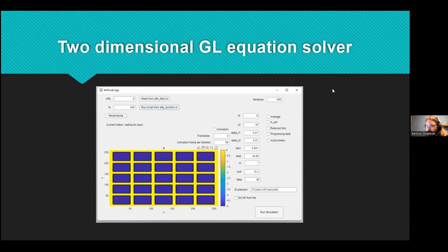And here there is a Ginzburg-Landau equation solver in 2 dimensions presented. We can see that it can load various initial alpha distribution fields. We can change various simulation settings, implement various mathematical expressions that will be our initial psi guess function, and activate various settings described in a more detailed way in my work.